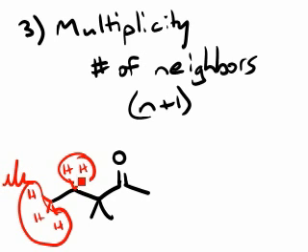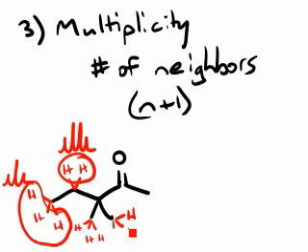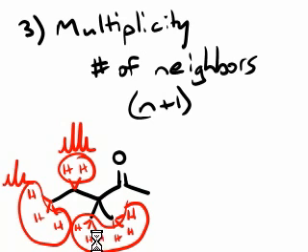This signal here, it doesn't have any neighbors on this side. It has 3 neighbors on this side. n+1 rule. 3 plus 1 is 4. So this signal here is going to be a quartet. Here we've got 3 hydrogen atoms. Here we've got 3 hydrogen atoms. All 6 of these hydrogen atoms are equivalent. So we're going to have one signal with an integration of 6.